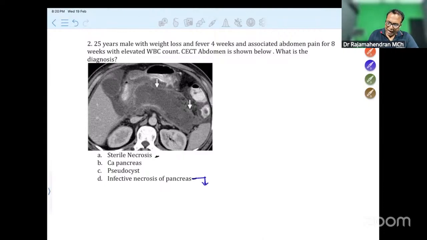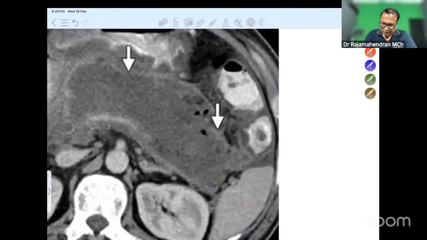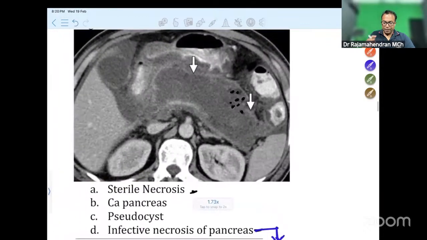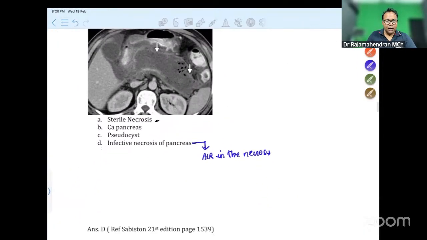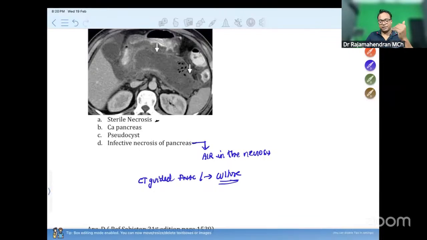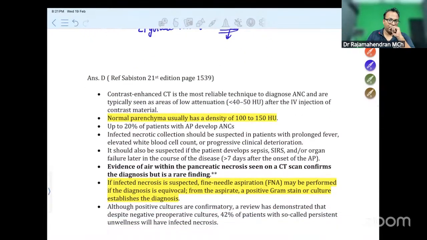Infective necrosis will have air in the necrosis. Air in the necrotic areas you have. Classically, you can see small air packets. These air packets are more in favor of pancreatic infective necrosis. If you have a doubt, what will I do? If I have a doubt whether it is infective necrosis or sterile necrosis, I should do a CT-guided FNA and send it for culture. Even if culture is negative, we have found 40% of the cases still have infected necrosis.